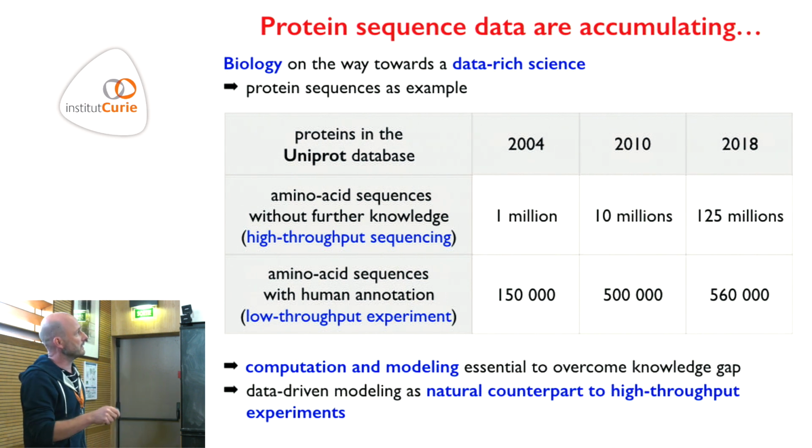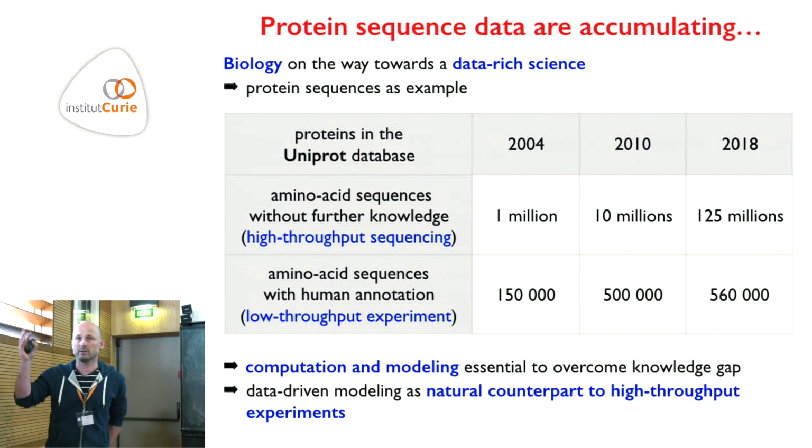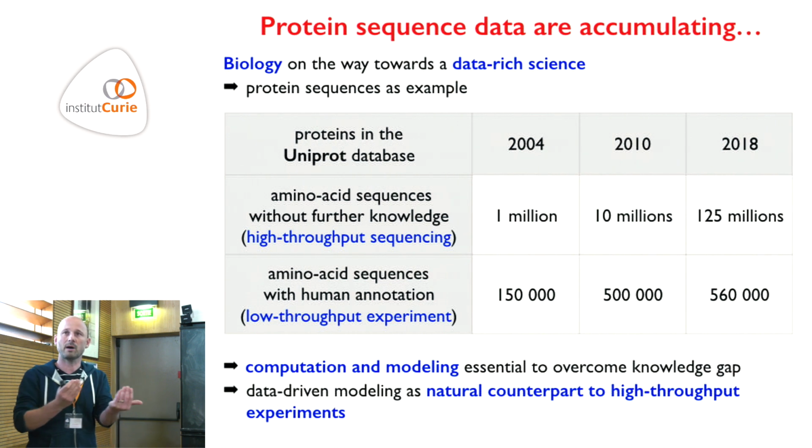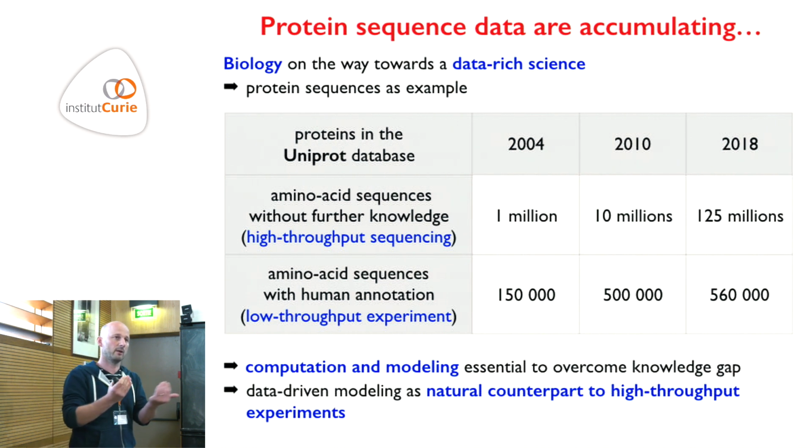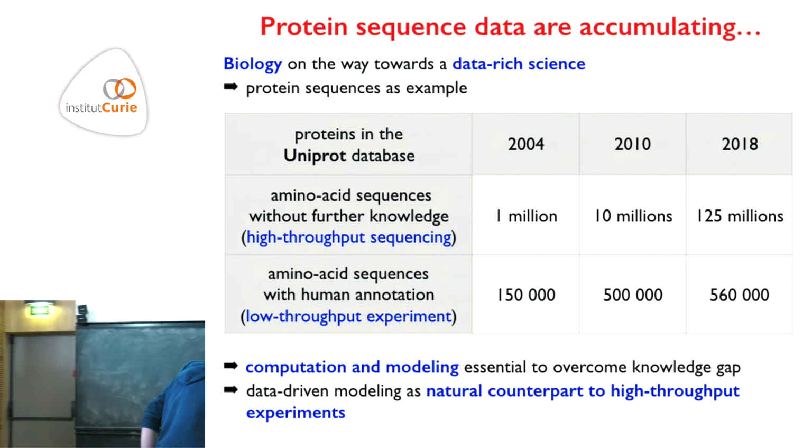That's why you have better and better knowledge about a small set of proteins as compared to this huge number of proteins where you just have sequence information. So there is an enormous gap. And with these low throughput experimental techniques, obviously you cannot overcome this gap. So it's a question how much we can do with computation and modeling, which can in an easy way complement the high throughput experiments.